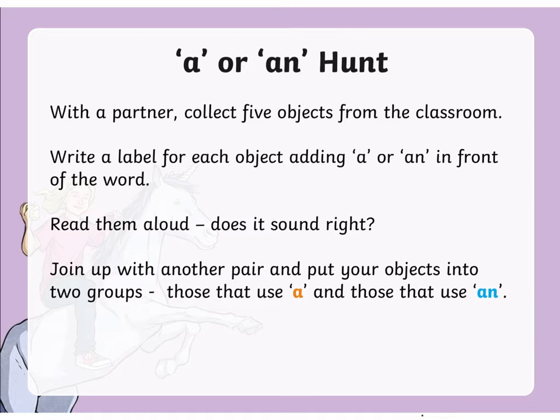जो भी कोई ऑब्जेक्ट होगा उसके आगे आप क्या लिखेंगे? ए और एन. Read them aloud. आपने उसको जोर से पढ़ना है. Does it sound right? आपको उसकी साउंड की जो आवाज़ है वो सही है कि नहीं. Join up with another pair and put your objects into 2 groups. आपने उन दोनों को ज्वाइन करना है और उनको 2 ग्रुप्स में बांटना है. Those that use a and those that use an. एक का एक ग्रुप और दूसरे का एन का. एक एक्टिविटी खेलेंगे और इसको एंजॉय करेंगे.